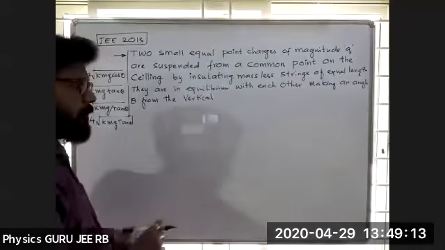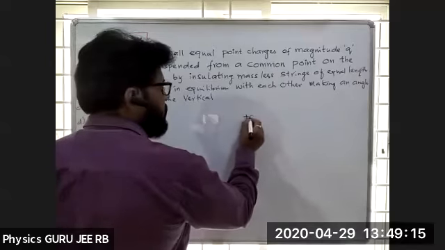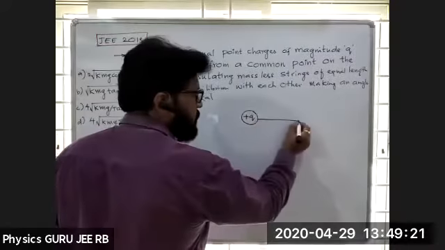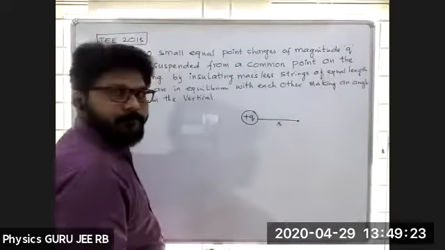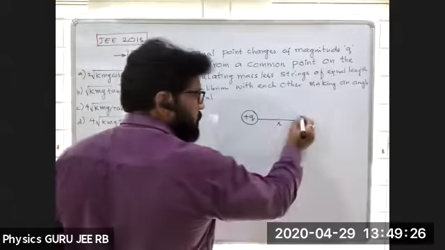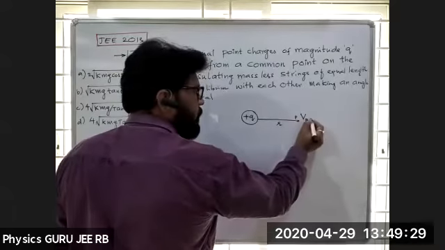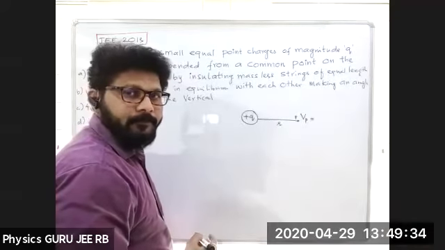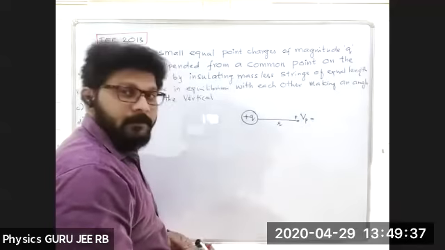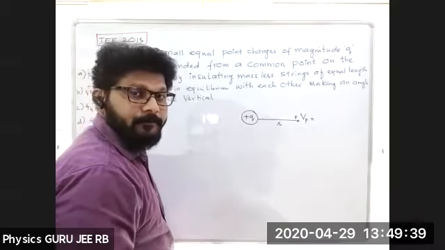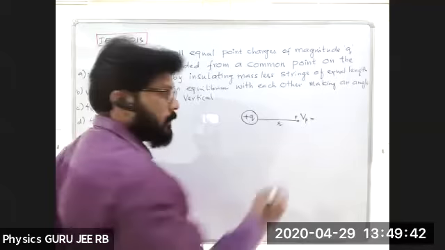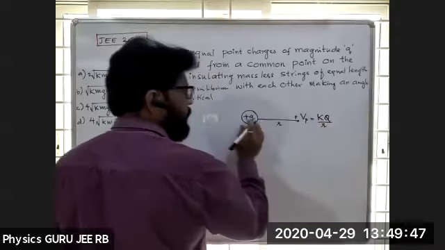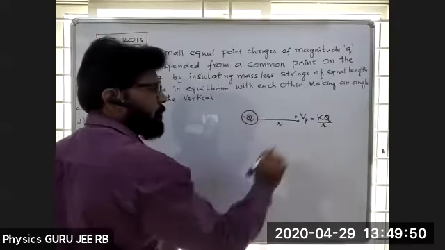Can you tell me, if there is a charge plus Q at a particular distance R, what is the potential at this particular point P? Anybody? The potential is KQ by R. So this is nothing but KQ divided by R, if I take capital Q as the charge.